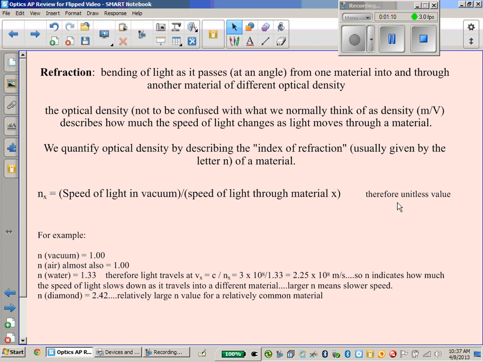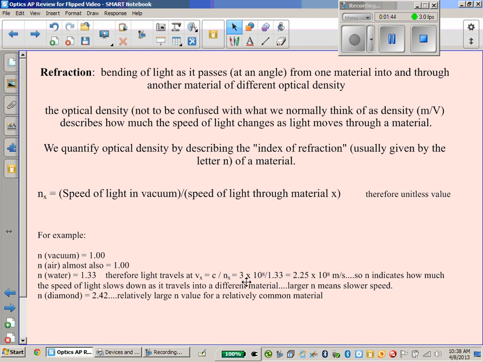A couple of important things. First of all, it's dimensionless, because we're talking about the speed of light in vacuum or the speed of light through materials, so those obviously cancel. It's a unitless quantity. And notice that the speed of light in vacuum is always the maximum, so the index of refraction is always greater than or equal to 1. The index of refraction in vacuum would be 1. Air doesn't slow light down significantly, so its index of refraction is about 1. Water is when you start to see the speed of light change. It has an index of refraction of 1.33.